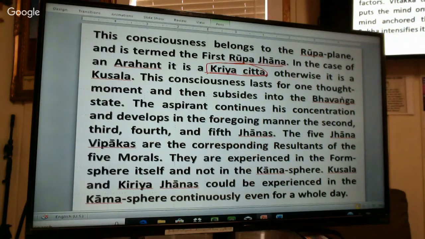But they're very similar. We don't get the Apana jhana; we get upachara samadhi, not apana samadhi. When we practice vipassana, our concentration level is only upachara, proximate concentration, not absorption concentration. Because we don't need too much concentration, we need more wisdom.